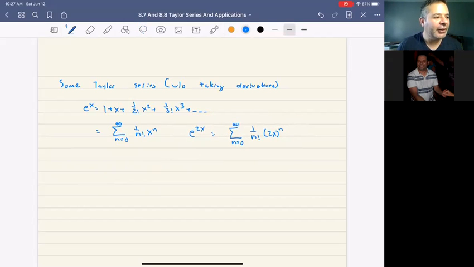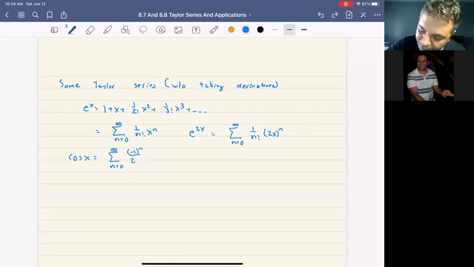All right, let's do cosine of x. Cosine of x, we know, is the sum n goes from 0 to infinity, negative 1 to the n over 2n factorial, x to the 2n. Okay, so let's take a look at x times cosine of x.